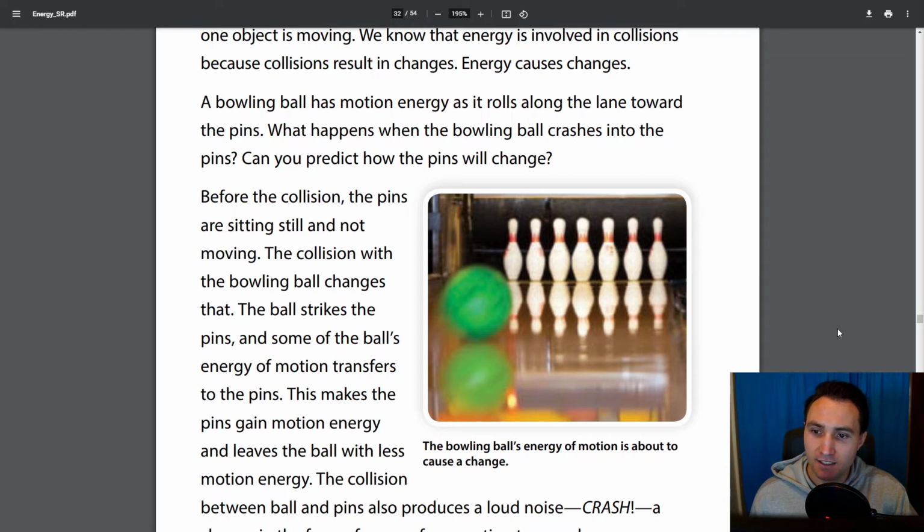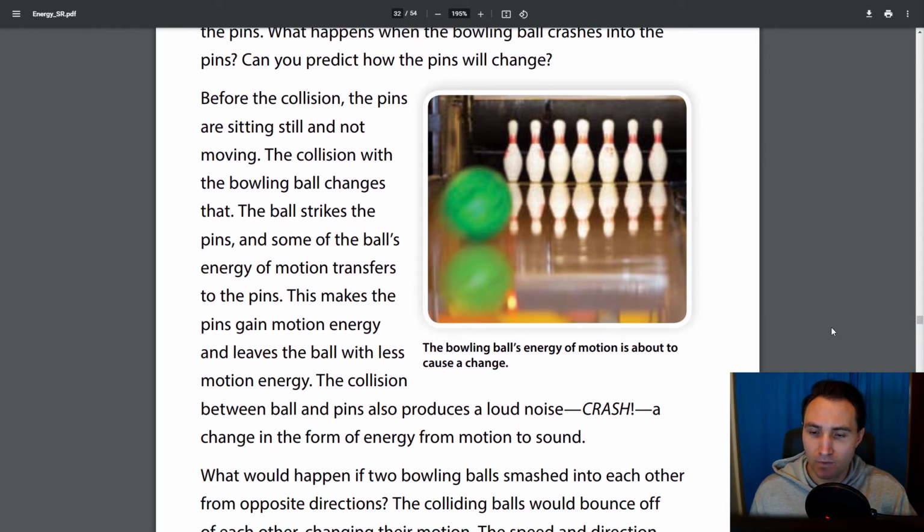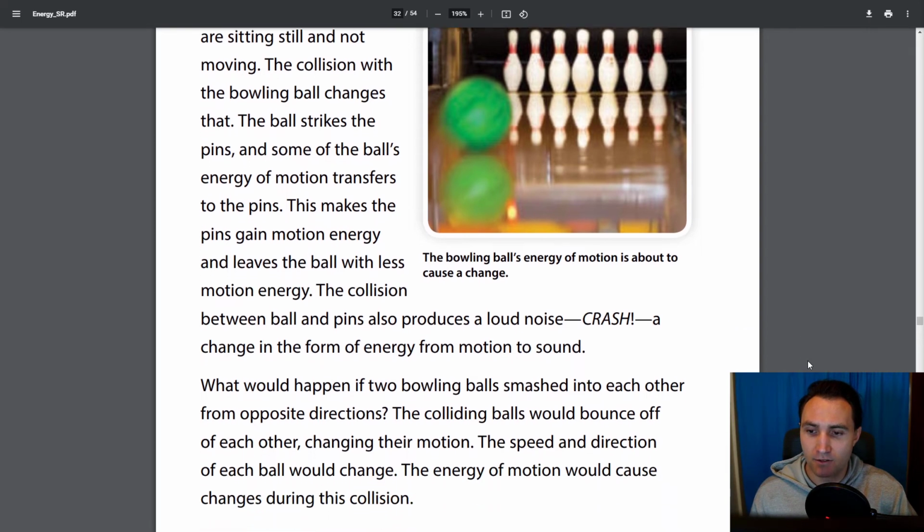The ball strikes the pins, or collides with the pins, and some of the ball's energy of motion transfers to the pins. This makes the pins gain motion energy and leaves the ball with less motion. The collision between the ball and pins also produces a loud noise, a crash, as long as you're throwing it hard enough, right? As long as you have enough motion energy, enough speed to cause that change, a change in the form of energy from motion to sound.